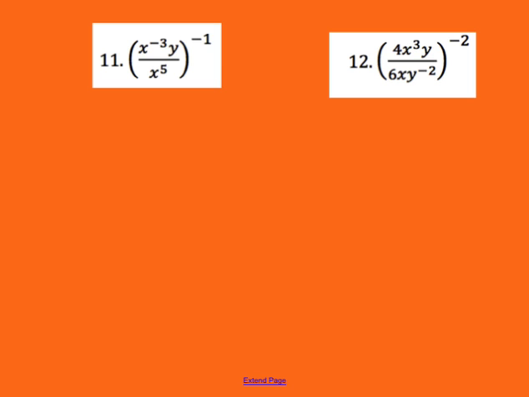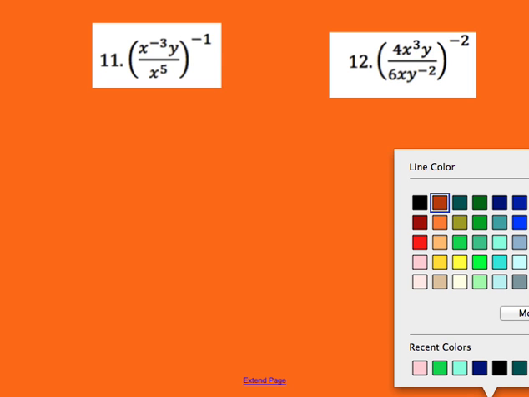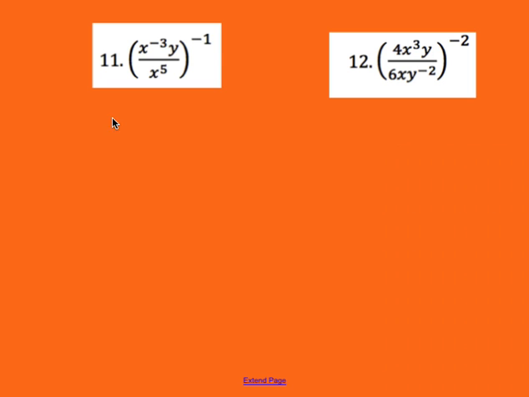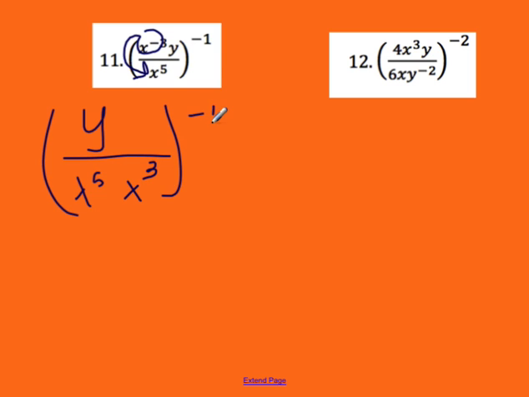Taking a look at number 11, let's go ahead and simplify on the inside first. So I have y, and then I'm dividing it by x to the 5th, but this x to the negative 3 is negative on the top, so I'm going to flip it to the bottom. Again, all of that's being raised to the negative 1. Well, now I have y divided by, well, these are both being multiplied together on the bottom. So I'm going to go ahead and add those exponents. 5 plus 3 is going to give me 8.